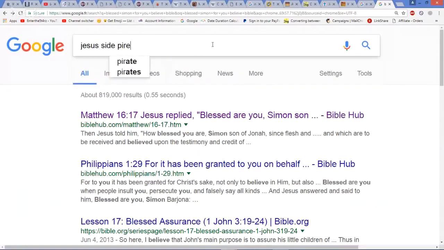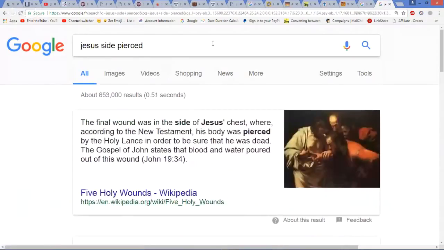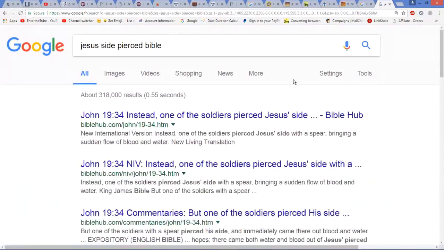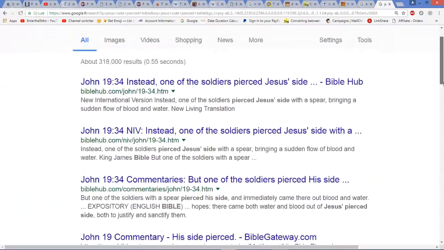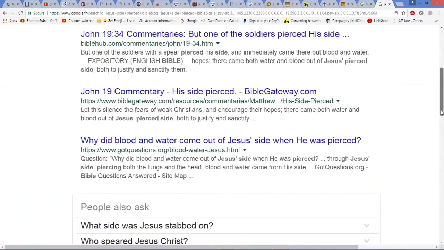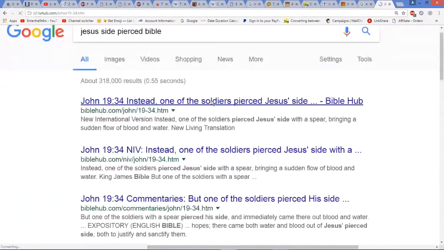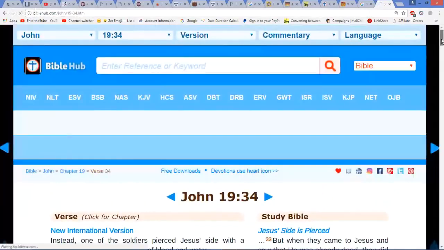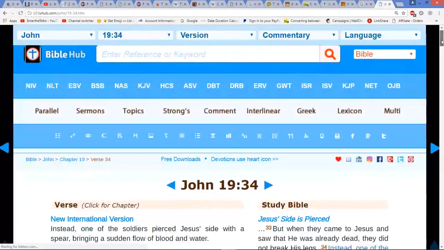Jesus' side pierced. Bible. Oh, in 1934. Pierce. Okay, so this is the woman coming out of Christ.